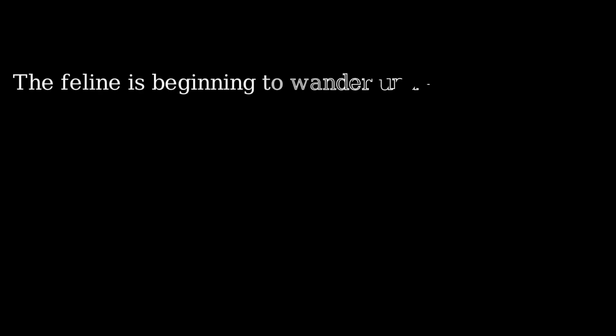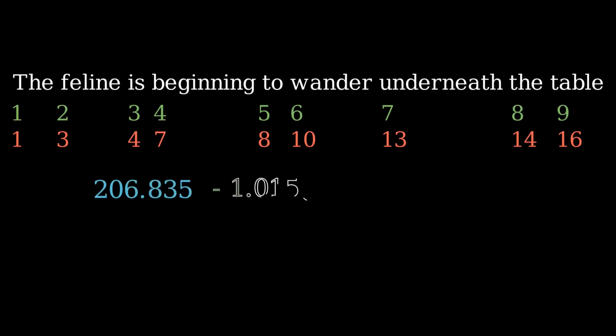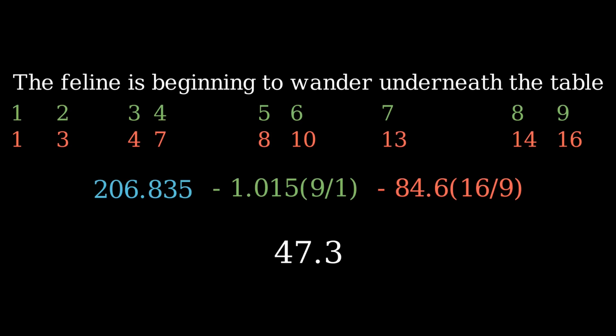Here's our text. The feline is beginning to wander underneath the table. Just one sentence. The number of words is 9. The number of syllables is 16. And the number of sentences is 1. The average number of words per sentence is then 9. The average number of syllables per word is 16 over 9. The formula gives us the score 47.3.